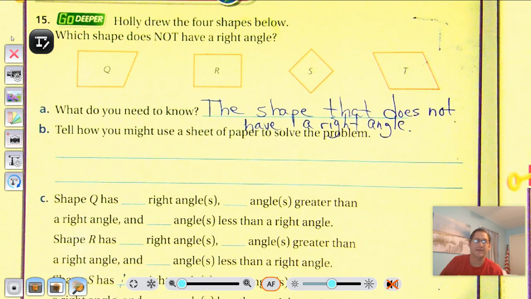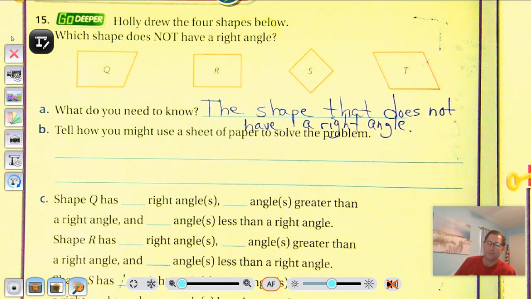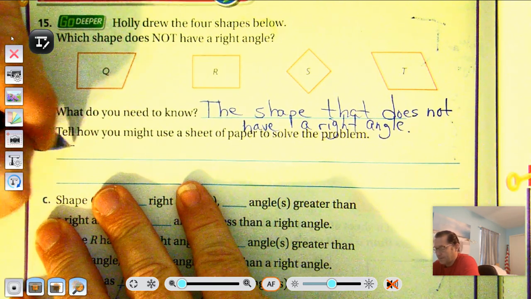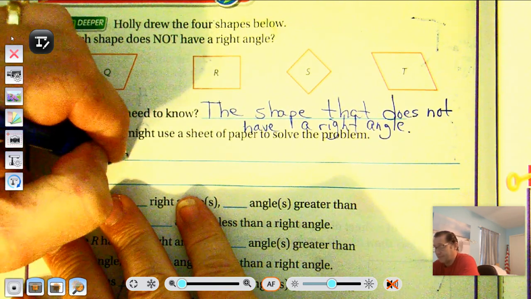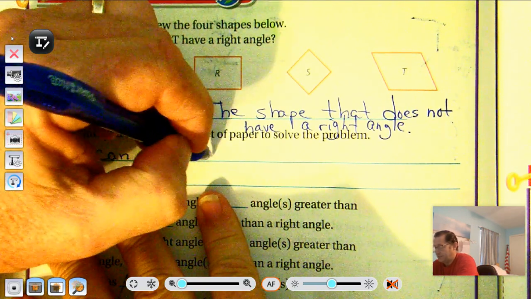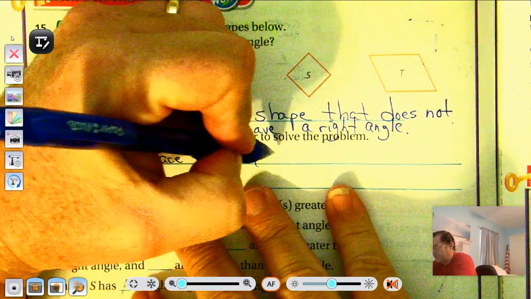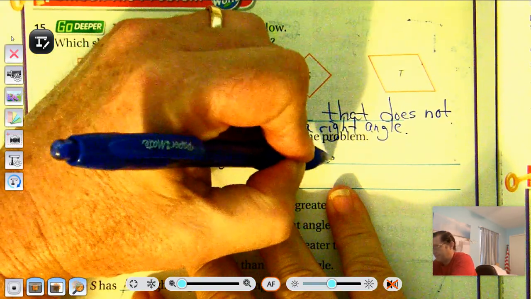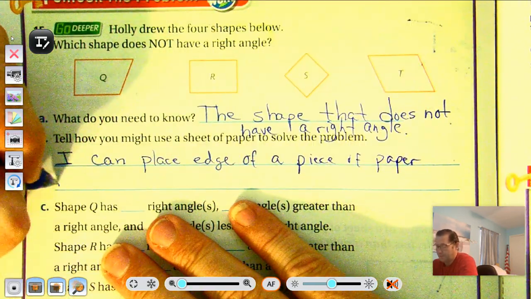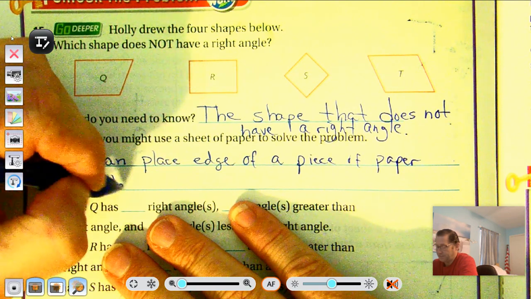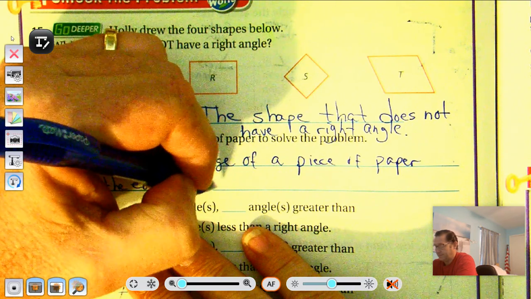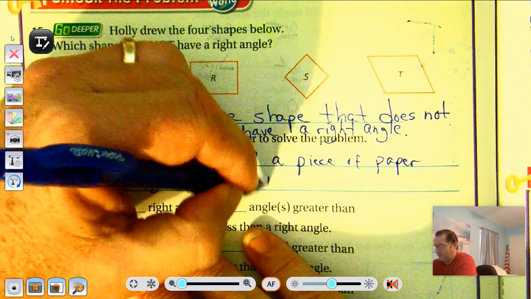All right, B. Tell how you might use a sheet of paper to solve the problem. Okay, well, we've been using the paper this whole lesson, right? I can place the edge of a piece of paper along the edge of one side of the angle.